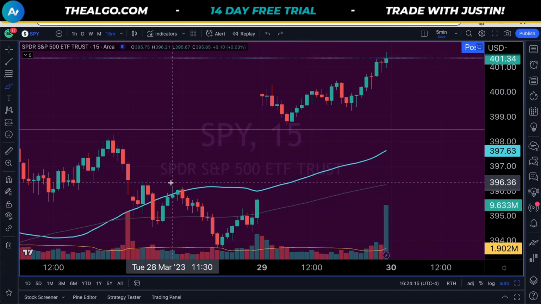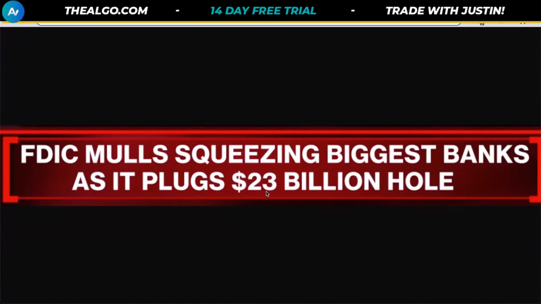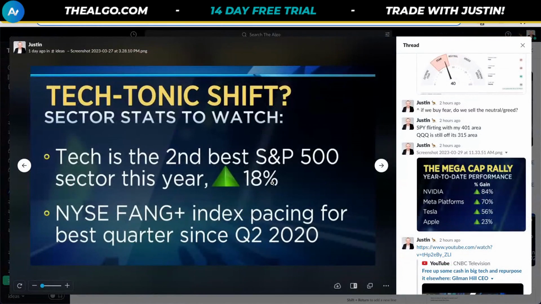Why? Well, because banks report in about 2 weeks, and that's a $23 billion hole, which means they're going to be looking to suck up about $23 billion in profit from the big banks. What are they going to guide when they start reporting earnings in about 2 weeks? I'm not sure, but that's a big headline. All right, let's get to the meat and potatoes. Why? Well, because it's a tectonic shift.